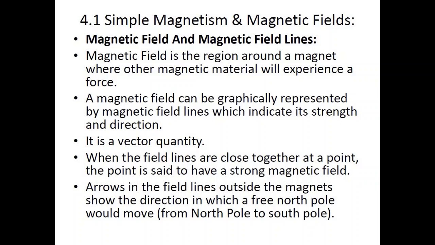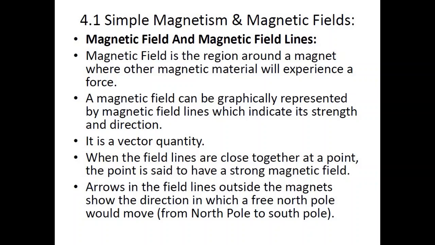Magnetic fields and magnetic field lines. A magnetic field is the region around a magnet where other magnetic materials will experience a force. A magnetic field can be graphically represented by magnetic field lines, which indicate its strength and direction. A magnetic field is a vector quantity because it always has a direction.